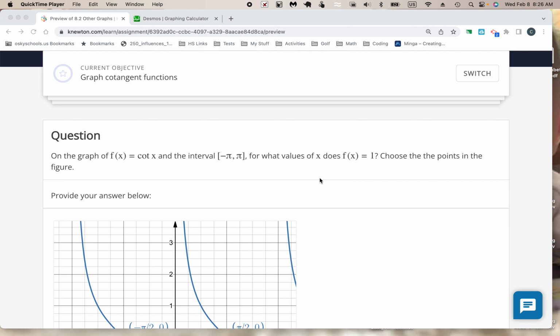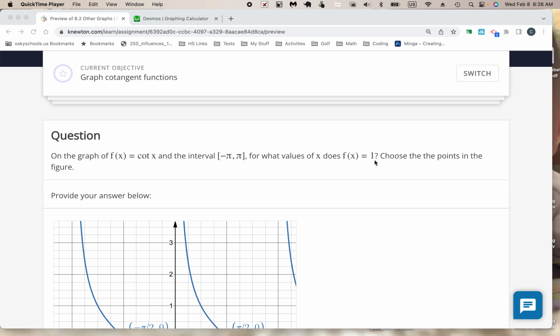Assignment and graph most of the graphs just on the assignment itself instead of doing it on paper. So the current objective is graph cotangent functions. It says on the graph of f of x equal cotangent x and the interval negative pi to pi, so this is our domain. For what values of x does f of x equal 1? Choose the points in the figure.